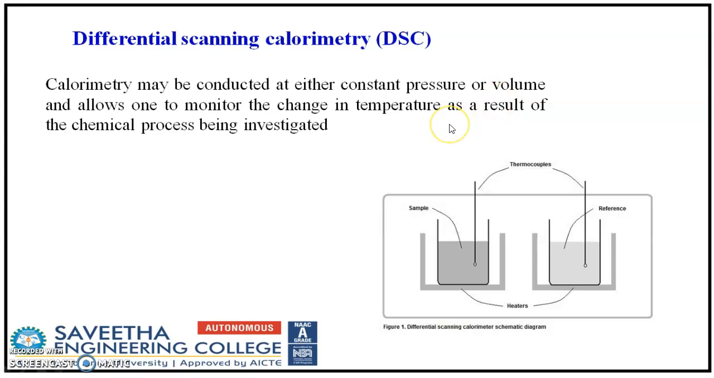Next, coming to our instrument, differential scanning calorimetry, DSC. Calorimetry may be conducted at either constant pressure or constant volume and allows one to monitor the change in temperature as a result of the chemical process being investigated. So here they are measuring the change in temperature. That is the main principle of this DSC.